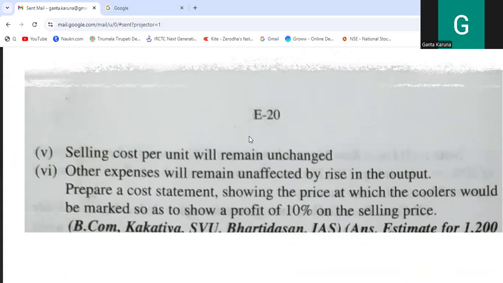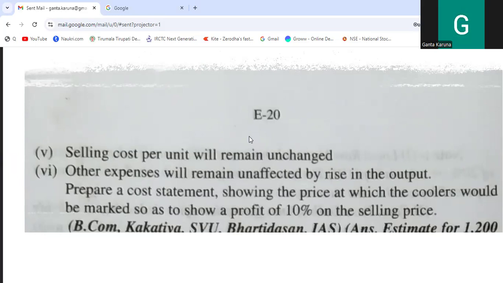And then he gave us that selling cost per unit will remain unchanged. Please remember, selling cost per unit will remain unchanged. Other expenses will remain unaffected by the rise in output. So keep it in mind. Materials will change, wages are going to change, and manufacturing cost is going to be taken as a percentage of prime cost because he mentioned that, whereas selling expenses per unit are going to be the same, and other expenses will also remain the same. There will be no change in a single penny.